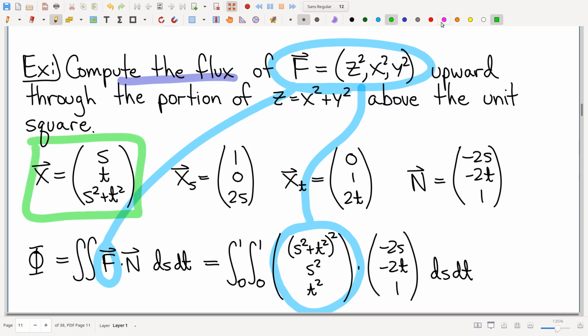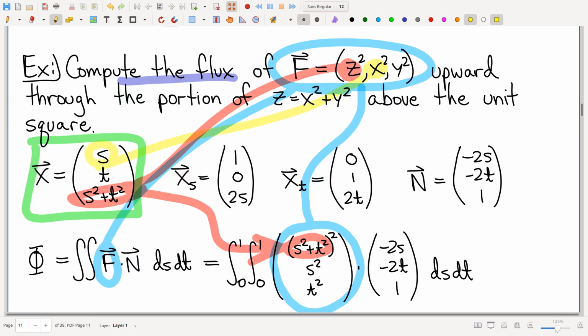So, for example, this z right here. Now, there it is. It is explicitly part of what the parameterization is. Likewise, this x, what's the deal with that x? Where am I going to find x? There it is. It's S. And likewise for y. Is everybody good?